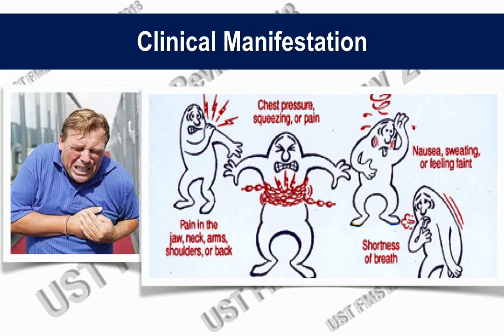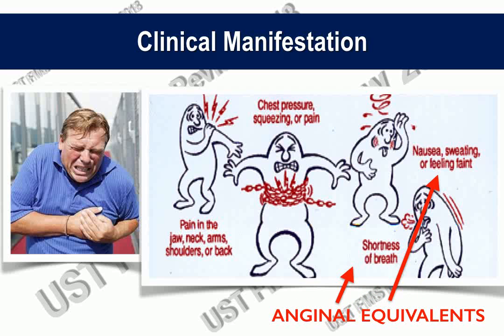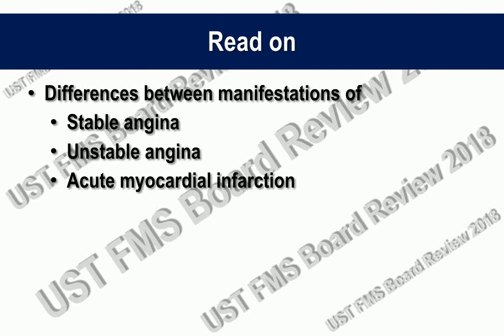These patients either present with a typical substernal chest heaviness, or sometimes chest pressure or squeezing, or a heavy type of pain. Or they could have pain in the jaw, neck, arms, shoulders, or back, or sometimes accompanied by nausea, sweating, or shortness of breath, which are your so-called anginal equivalents. So you need to read on the differences between the manifestations of stable angina, unstable angina, and acute myocardial infarction, how to differentiate the three based on clinical manifestations.